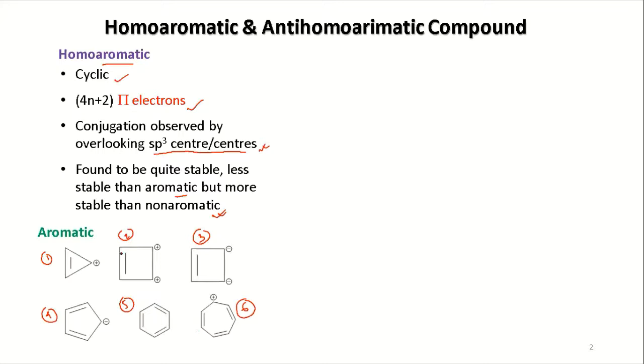So homoaromatic compounds will be based on these. Got it? They will be based on these structures. Only what you have to do is have one or more than one sp3 centers connected, but the base will be this one. Got it? Then the molecule will be found to be homoaromatic.